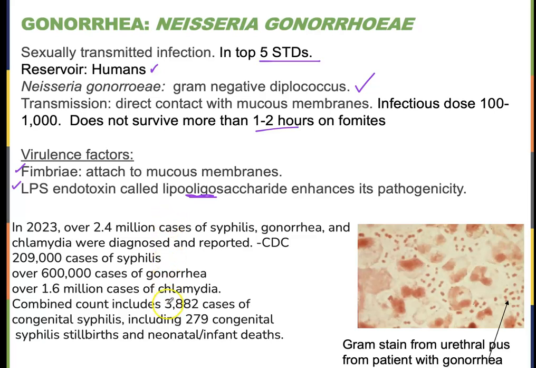This is some epidemiological data for you guys. There have been a lot of cases. In 2023, 2.4 million cases of syphilis, gonorrhea, and chlamydia were diagnosed. There were 209,000 cases of syphilis, over 600,000 cases of gonorrhea, and over 1.6 million cases of chlamydia. That's a lot, guys. There's also congenital syphilis and congenital diseases from other ones. Neonatal infant deaths are resulting from these diseases.